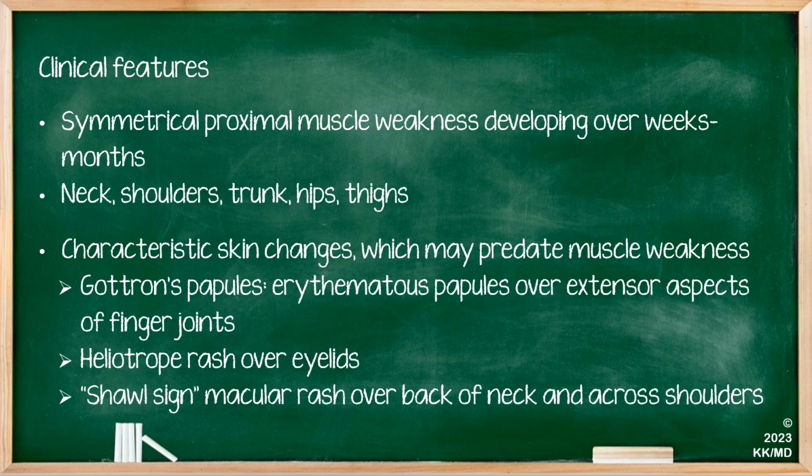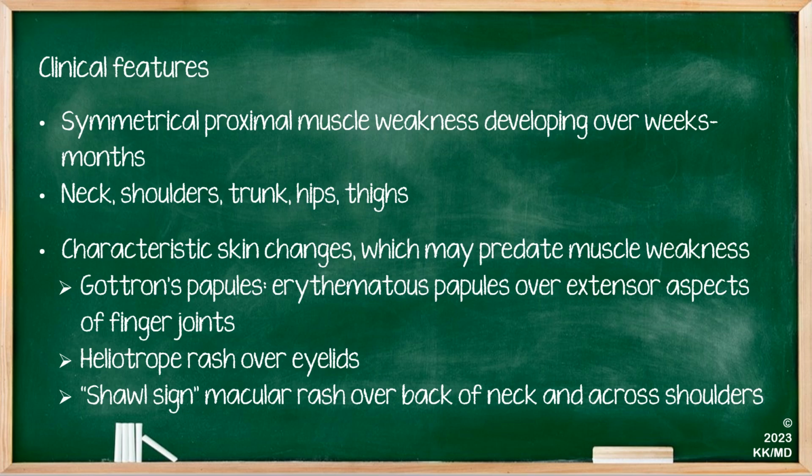So the clinical features are quite varied. At the core of it, there is symmetrical proximal muscle weakness developing over weeks to months, and this can affect the neck, the shoulders, trunk, hips, thighs, and indeed other muscles as well. There are characteristic skin changes which can predate the muscle weakness.